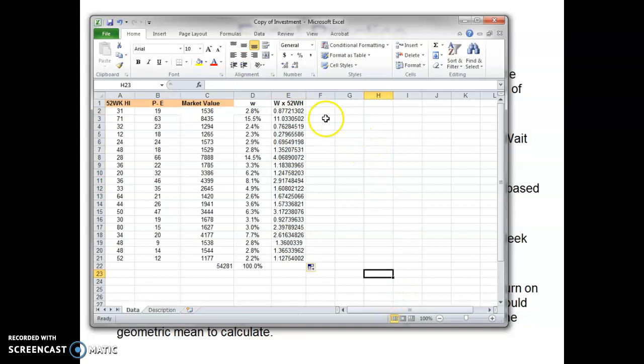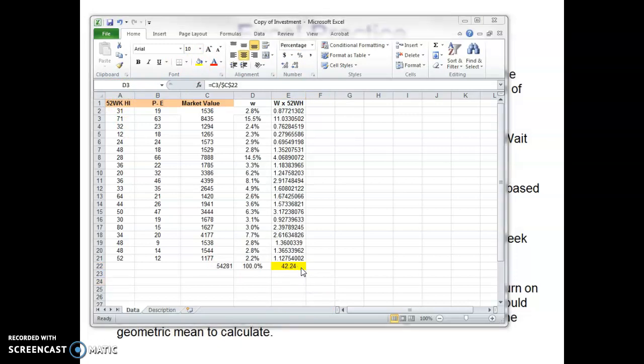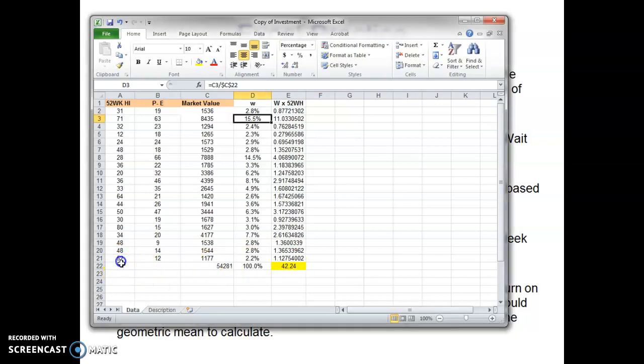Now the final step to find the weighted mean is to sum up all of these. So down here we can put sum and bam. Okay, so that is our 52-week weighted mean. We can also, of course, round that. So we have a 52-week weighted mean high of 42. Okay? The next step is to compare that to the arithmetic mean. And for the arithmetic mean, we simply sum all of our 52-week highs and divide that by our number.